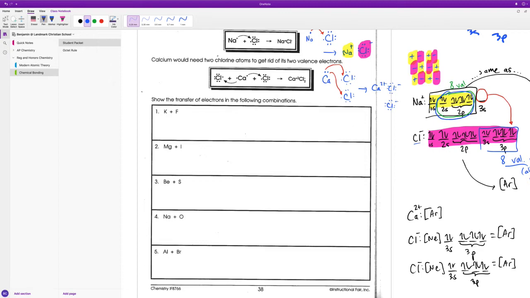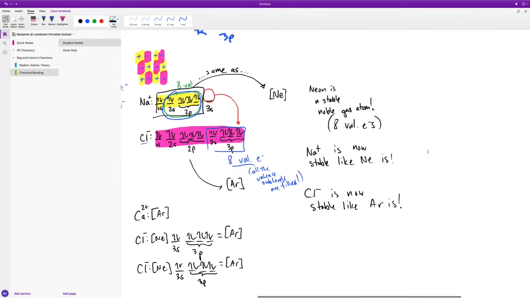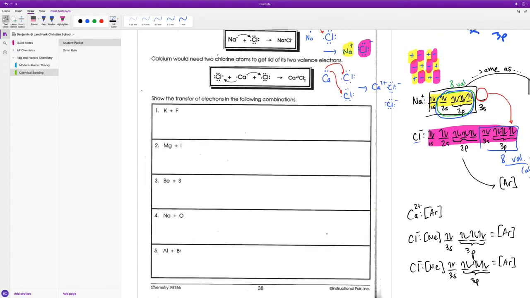Boom. So that's how ionic compounds form, and that's why they form, because each atom becomes stable like a noble gas atom. And so that's why the octet rule is so important, and that's why elements, quote, want an octet. Atoms, they don't really want anything. They're atoms. But when they get the same electron configuration that a noble gas atom has, they become stable just like the noble gas atoms.